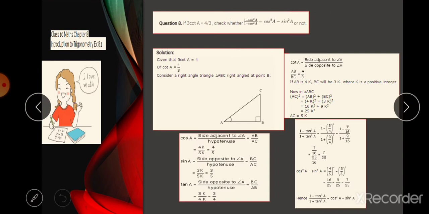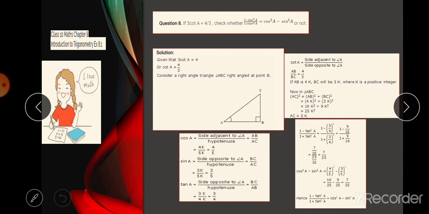The next interesting question also, we have to show that 1 minus tan square A by 1 plus tan square A is equal to cos square A minus sin square A. Let me check sin square A. So as we know that when cot A equal to 4 by 3 is given. So this is question number 3. Cot A equal to 4 by 3.